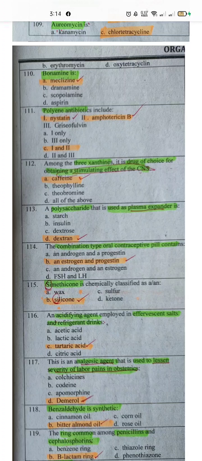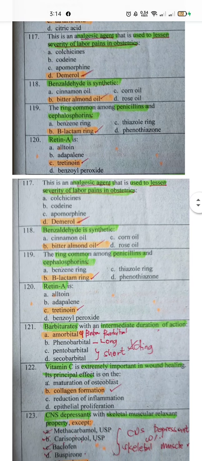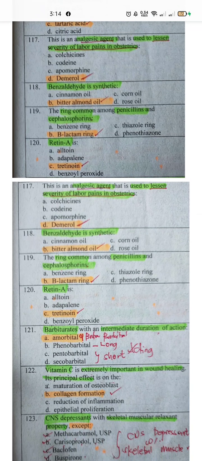Okay. Number 118, benzaldehyde is synthetic bitter almond oil. So, benzaldehyde is synthetic bitter almond oil.